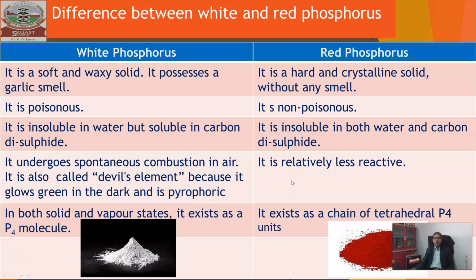while red phosphorus is relatively less reactive. As far as the white phosphorus is concerned, in both solid and vapor states, it exists as discrete tetrahedral P4 molecules, while red phosphorus exists as a chain of tetrahedral P4 units. So this is all the difference between the white phosphorus and the red phosphorus.